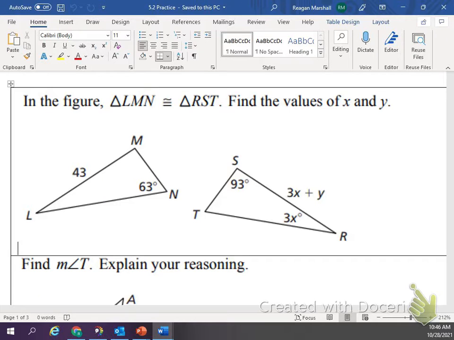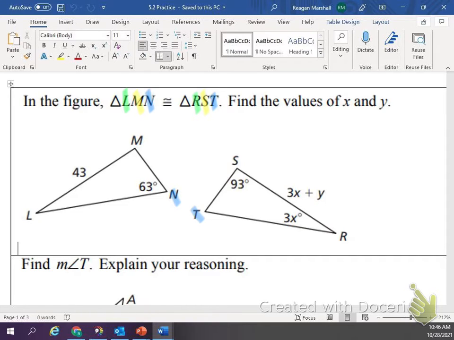So, we're going to review 5.2. It says in the figure, triangle LMN is congruent to triangle RST. What did we call this statement? Don't overthink it. It's a congruent statement. That's all it's saying. And in this congruent statement, what do I know L is congruent to? R. M is congruent to? S. And then N is congruent to? T. Perfect. Okay, so we're going to use that to find X and Y.